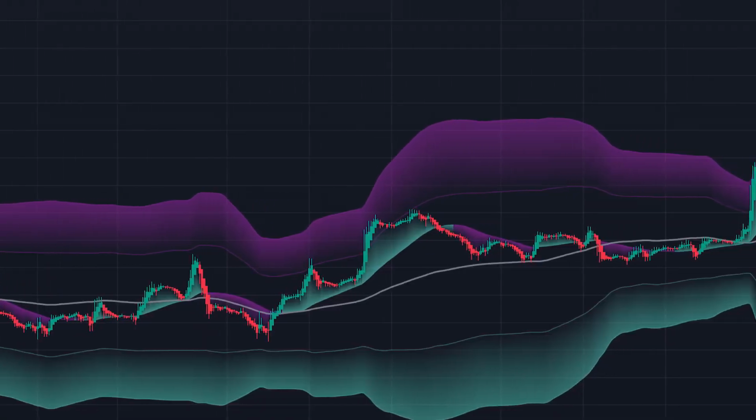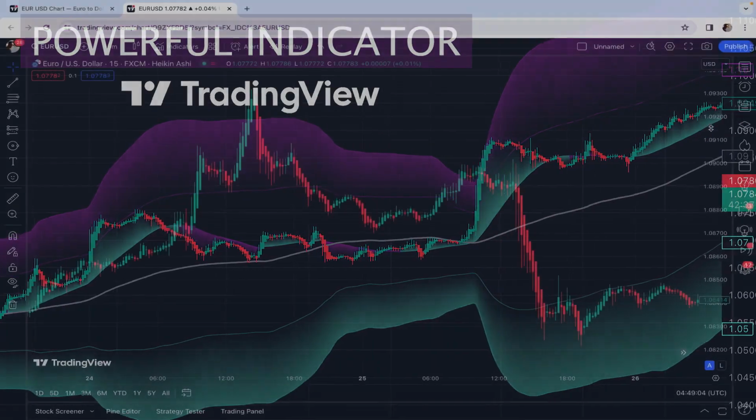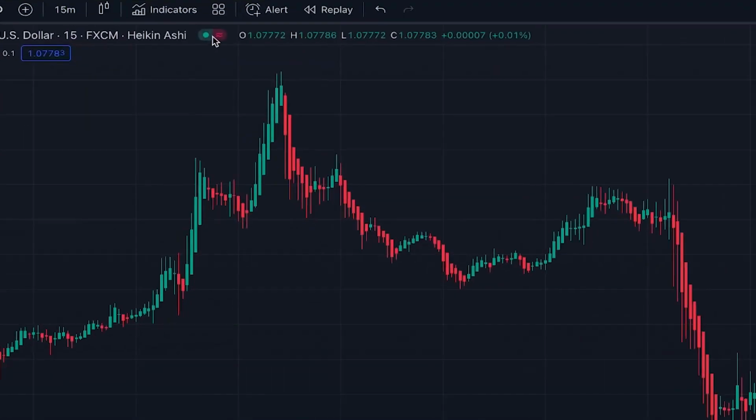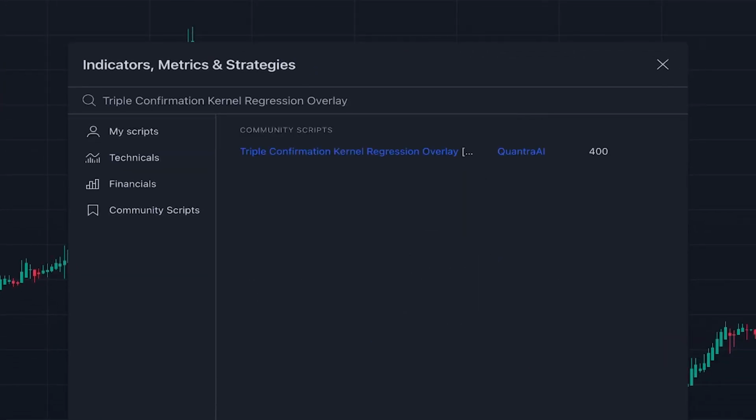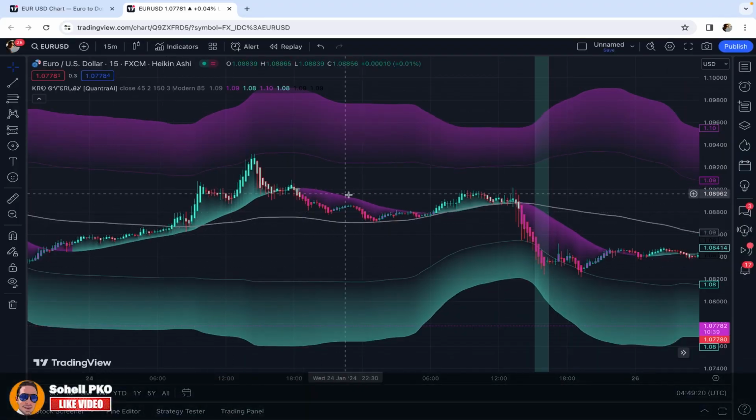In today's video, I want to introduce a powerful indicator on TradingView that is very useful in trading. To add this amazing indicator to our chart, here we click on indicators and we search "triple confirmation kernel regression overlay." This one, which is written by Quantra AI. Alright, this is the indicator, and as you can see, it is overlaid on the price chart.